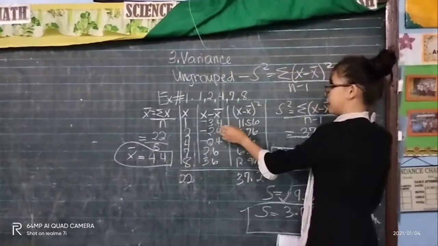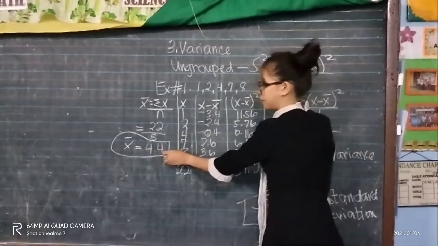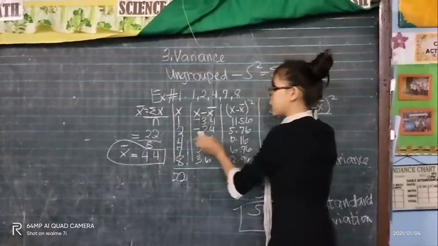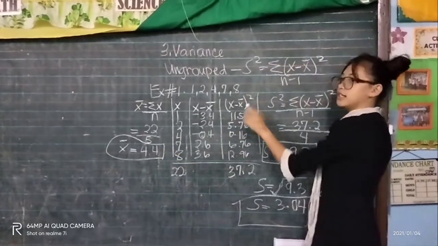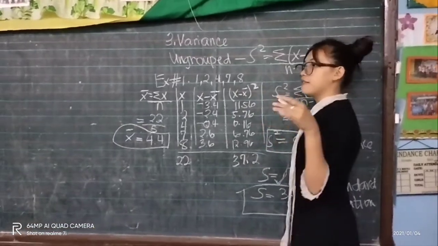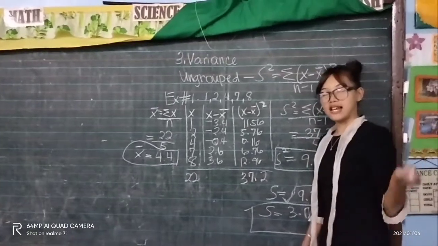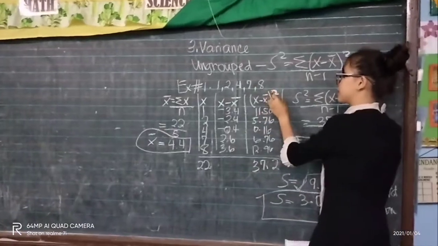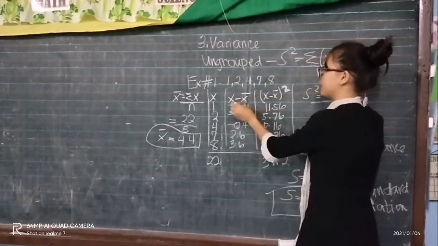So let's proceed here. x minus mean. 1 minus 4.4 is negative 3.4. 2 minus 4.4 is negative 2.4, and so on and so forth. So here, again, the difference between solving mean deviation and variance for ungrouped data is that in mean deviation we use an absolute value, but in variance we use this. We're gonna square the value of x minus mean.